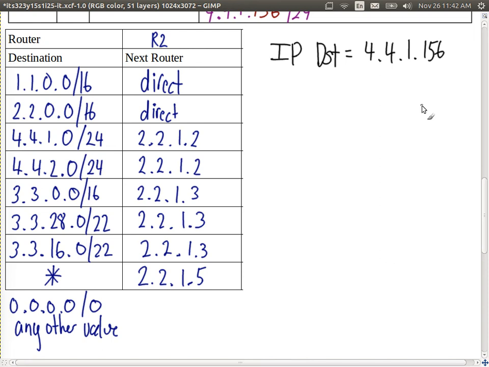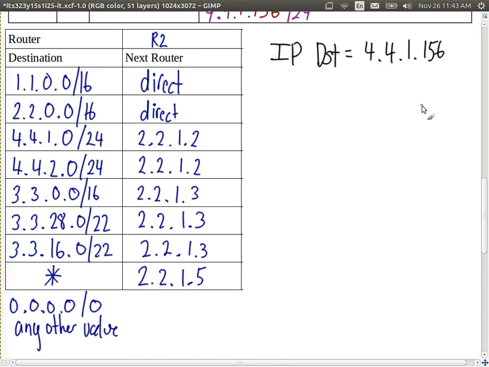That is, the destination 4.4.1.156 is not on the subnet 1.1.0.0. And we know that because of the way that we've designed the addressing. So this destination does not match the first row. Does it match the second row? Do the first 16 bits match? No, they don't. In the first 8 bits, there'll be a difference.